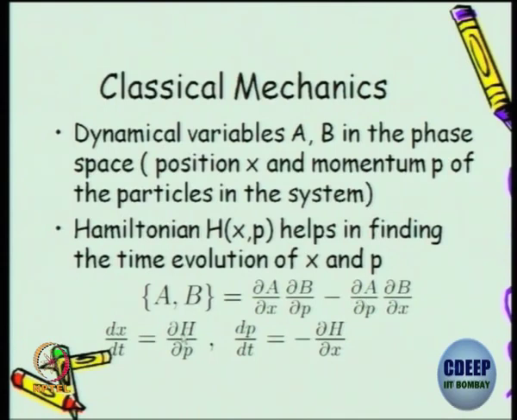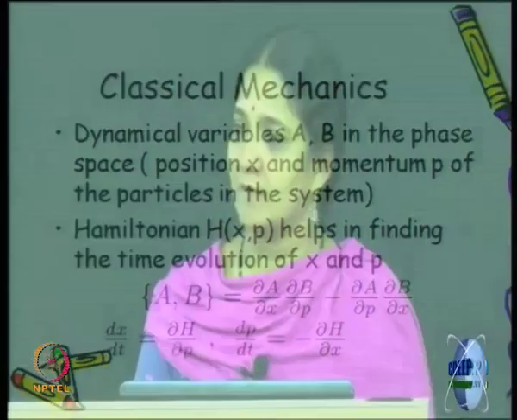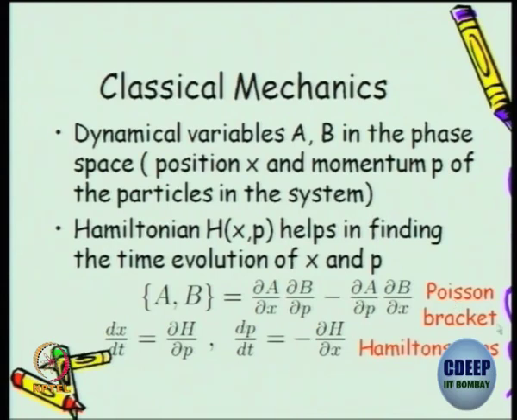And the evolution equations depend on the Hamiltonian, and you can write x dot, dx by dt, involving the partial derivative of the Hamiltonian. The Hamiltonian is also a dynamical variable which is dependent on x and p. So you will have an equation which gives you the time evolution of the position coordinate, and another equation which gives you the time evolution of the momentum. What are these equations called? Hamilton's equations. So in classical mechanics, this one is called the Poisson bracket, and these two equations, which give you the time evolution in phase space, are called Hamilton's equations.